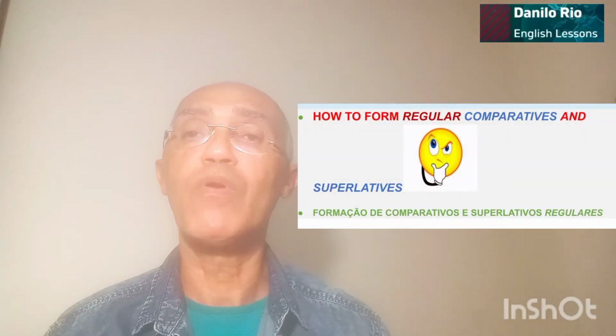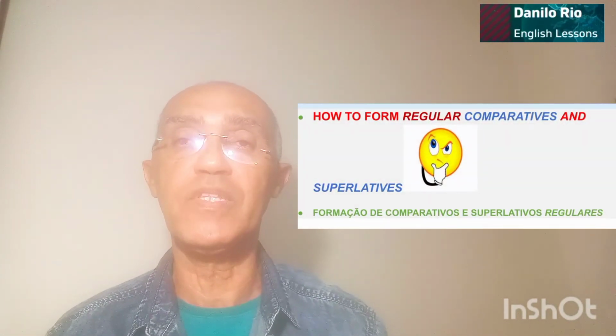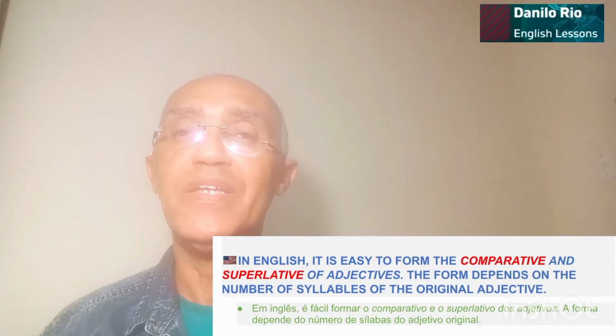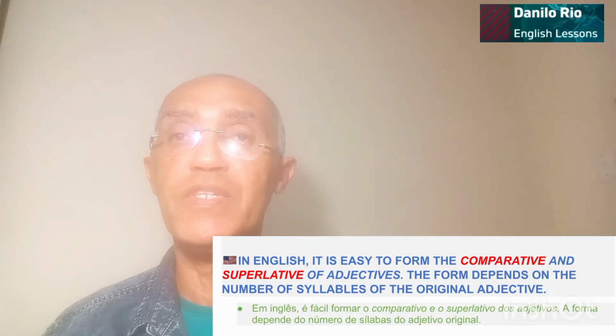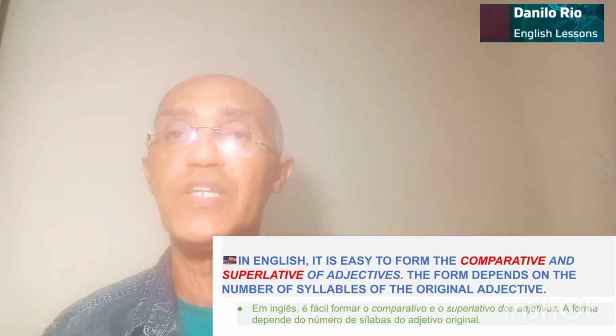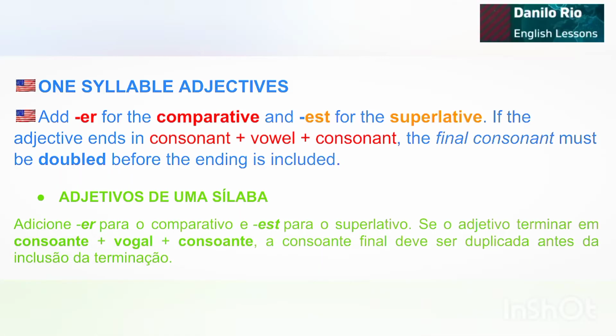Let's talk about how to form comparatives and superlatives. In English, it's easy to form the comparative and superlative of adjectives. The form depends on the number of syllables of the original adjectives. One-syllable adjectives add er for the comparative and est for the superlative.